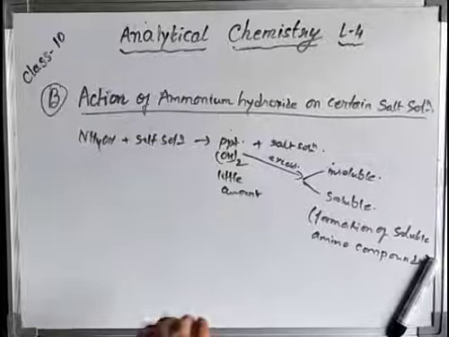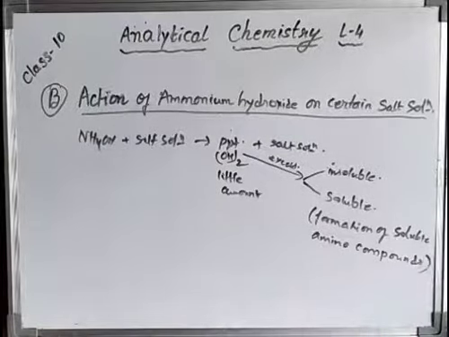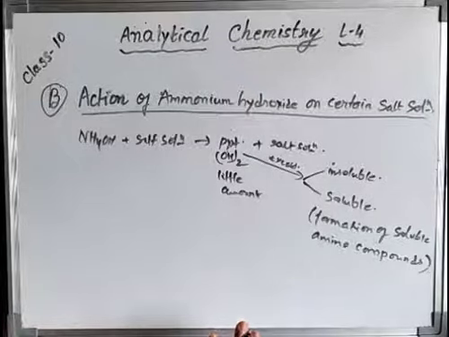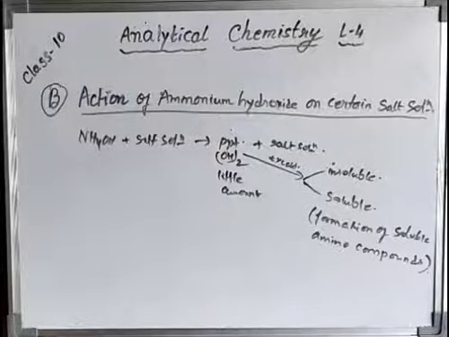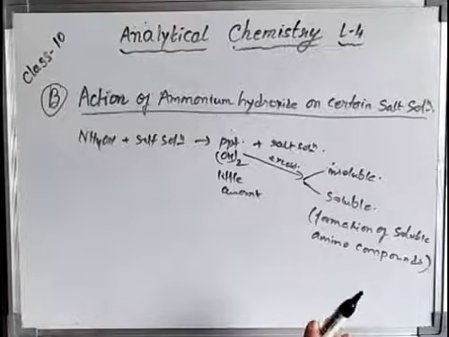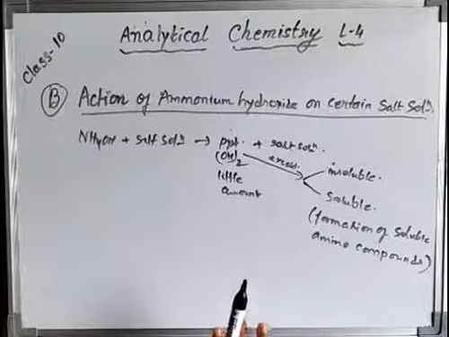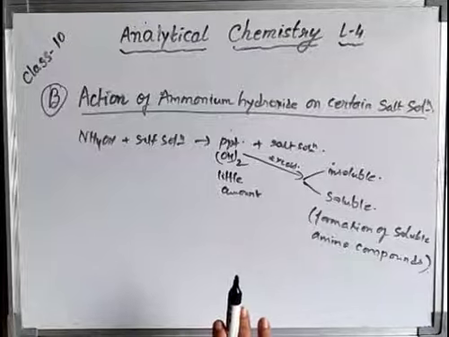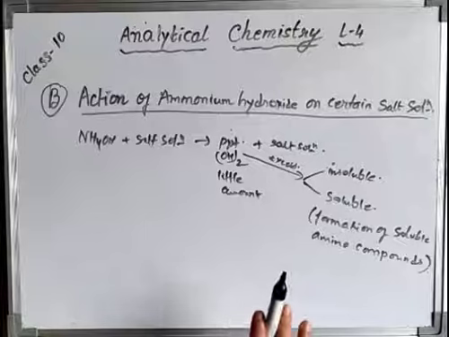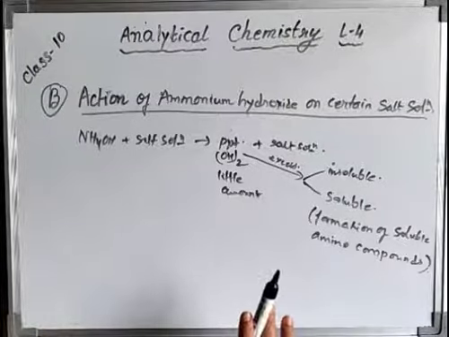Hello students, I hope everyone is doing well. Today I am going to continue with the same lesson, and today's topic is the action of ammonium hydroxide on certain metallic salt solutions. In the last class I talked about the action of sodium hydroxide solution on certain metallic salt solutions. Today I will continue with the same, but I have changed the reagent from sodium hydroxide to ammonium hydroxide. Let us see what differences they show in certain salt solutions.